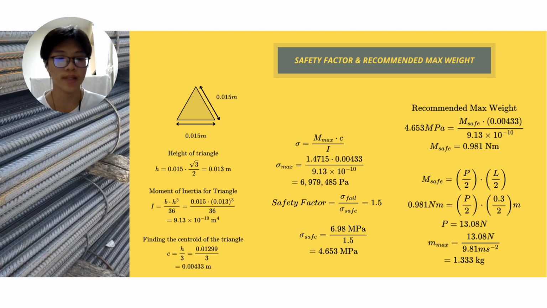And from that, we can apply the safety factor, which is 1.5, to show that the safe tension is 4.653 megapascals. And for that, we can work backwards to find the safe moment, which is 0.981 newton meter. And from that, we're able to find the weight, which is 13.08 newtons. And from that, we're able to find a maximum mass of 1.33 kilograms.